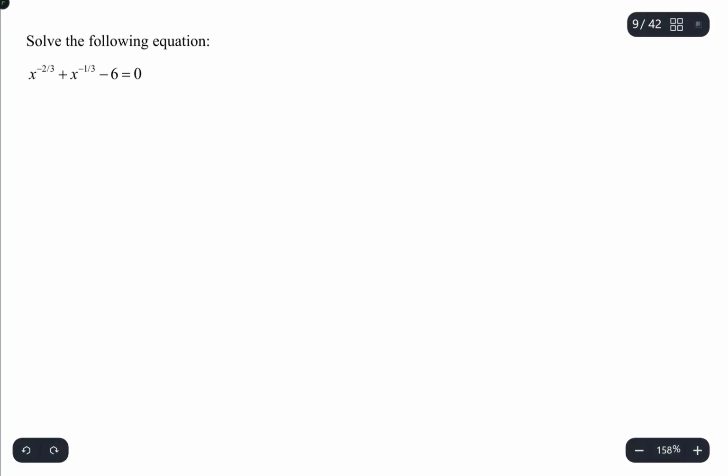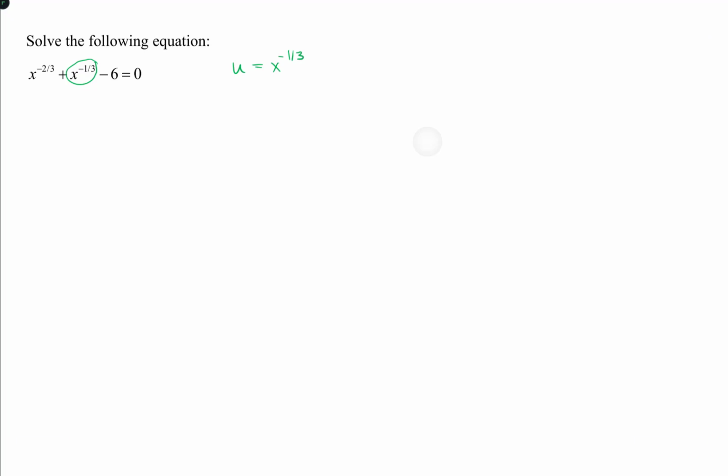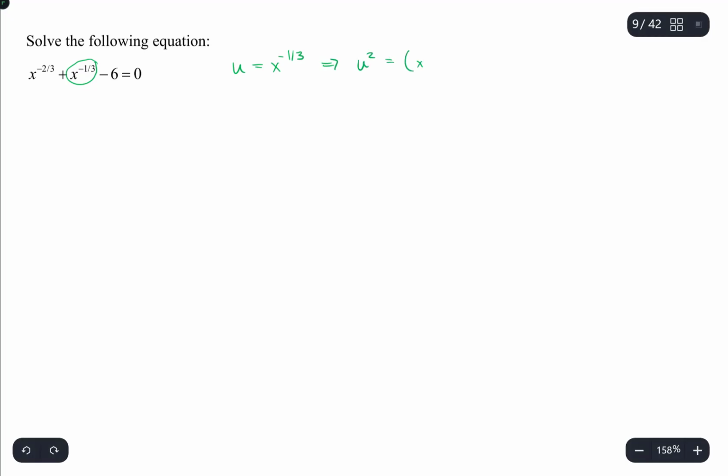However, if I were to make a quick substitution, like if I made a new variable u and said that u was equal to this middle term variable, so x to the negative 1/3, that is. And if I square this, u squared would be x to the negative 1/3 squared. And when you square another exponent, you multiply to simplify that. So 2 times negative 1/3 is negative 2/3.